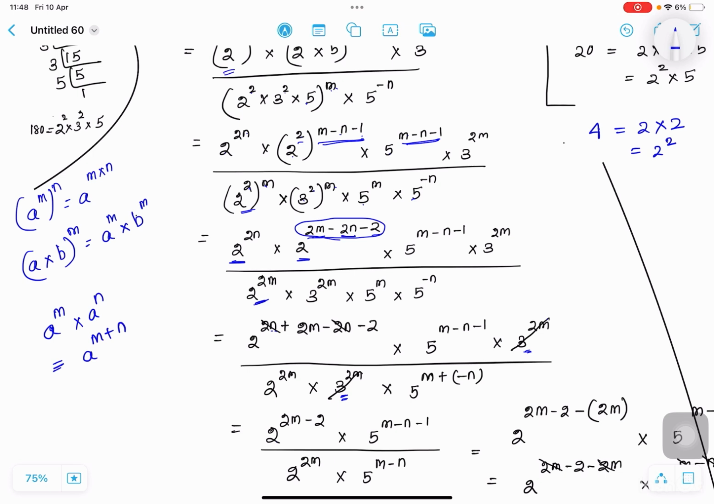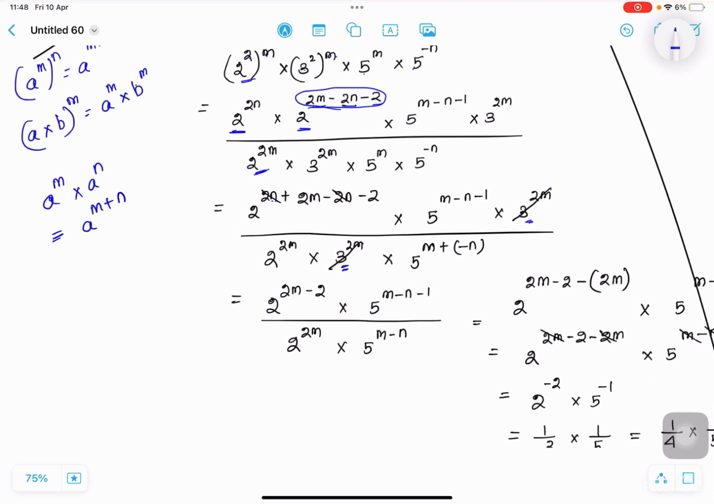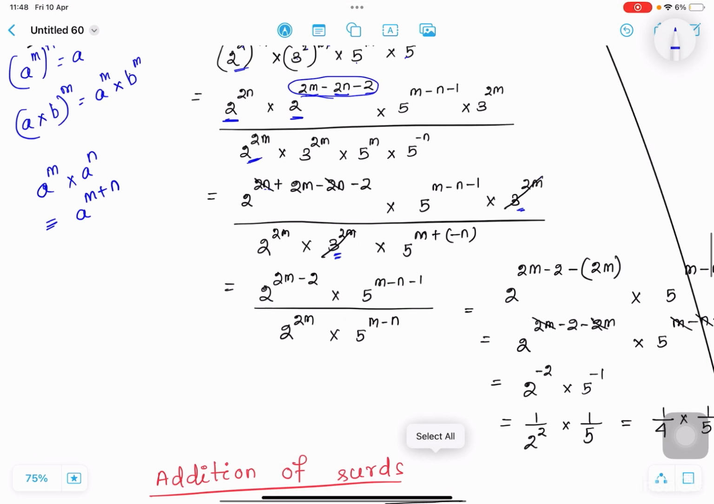Here 5 to the power m minus n minus 1. Now here it is 2 to the power 2m we have written. 3 to the power 2m is cancelled out. 5 to the power m into 5 to the power minus n. Bases are the same, 5, so m plus minus n. That's why we can write 5 to the power m minus n minus 1 here.